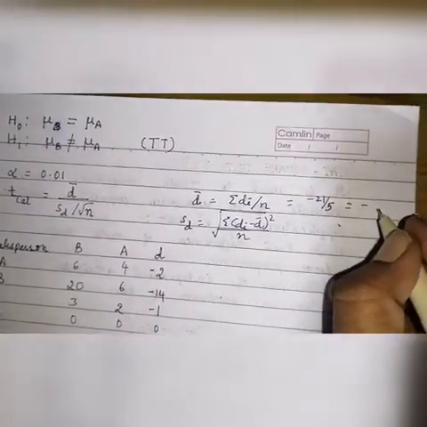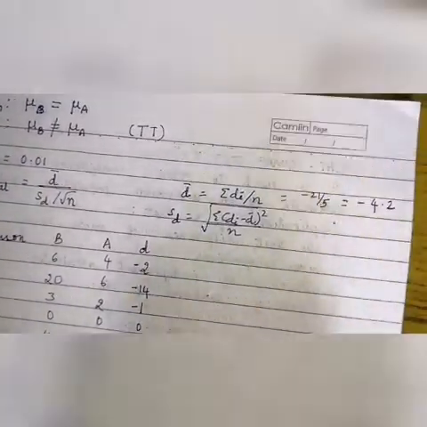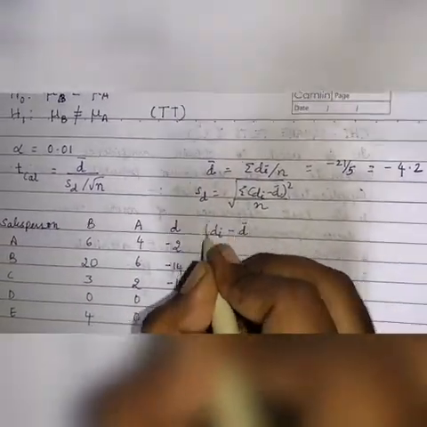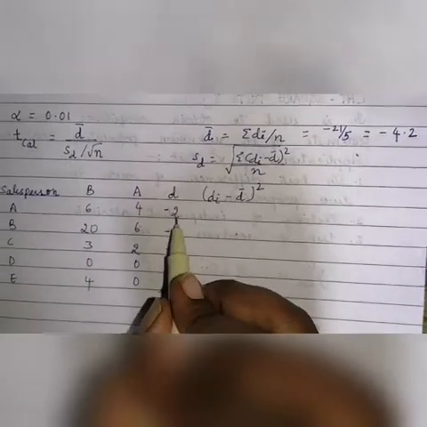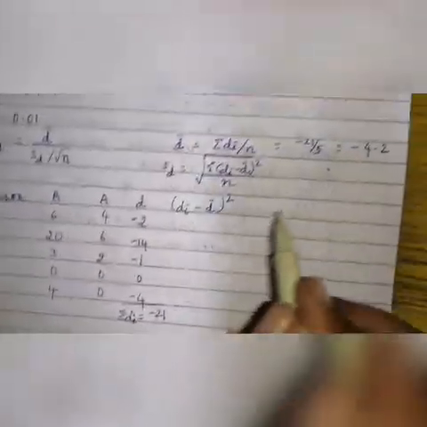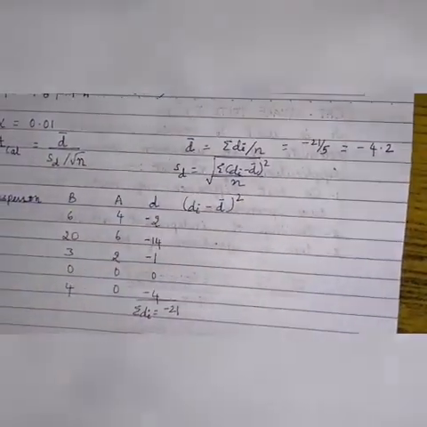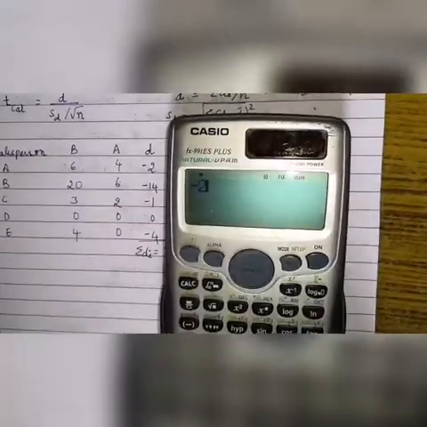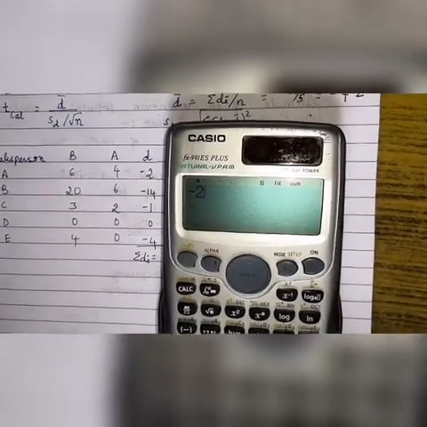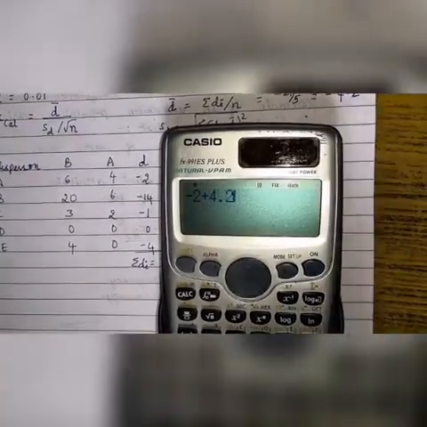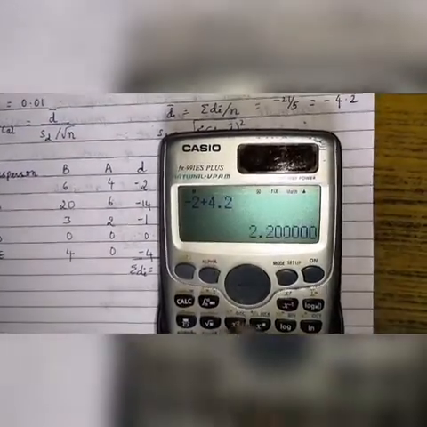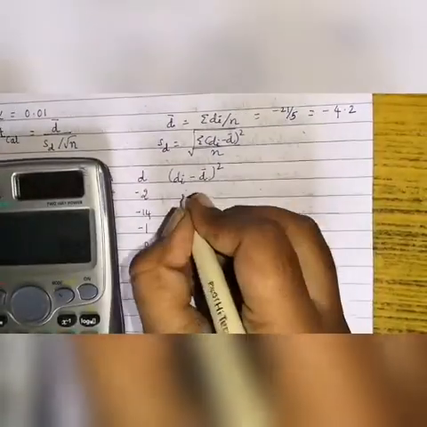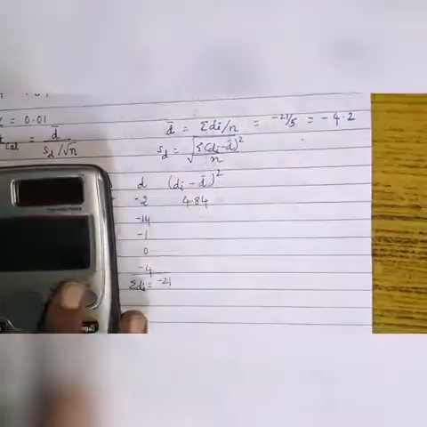So this is equal to minus 4.2. Now let us calculate the standard deviation. So (di minus d bar) whole squared. di is minus 2, d bar is minus 4.2. Minus 2 minus of minus 4.2 is 2.2, squaring we get 4.84. So this is 4.84.